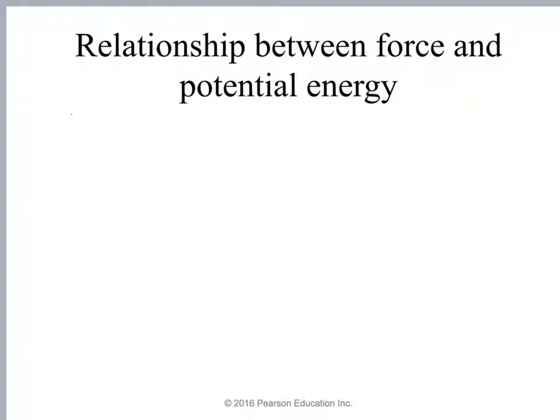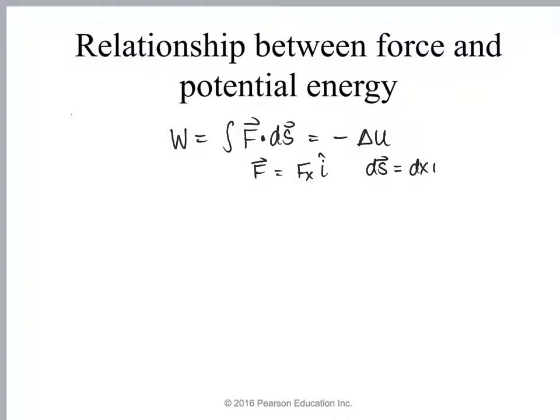So we're going to start with the definition of work, which is the dot product of force and displacement. And we found that this was equal to minus the change in potential energy. Now, to simplify things, we're going to assume that the force is in the x direction, and therefore the displacement we'll look at is in the x direction. And so this expression is going to change to integral of F of x dx equals minus delta U, and that's work.